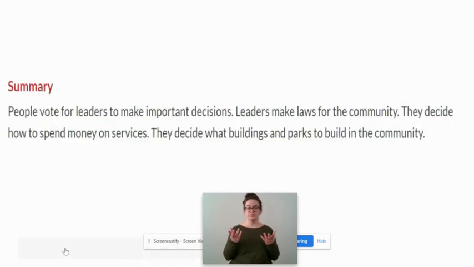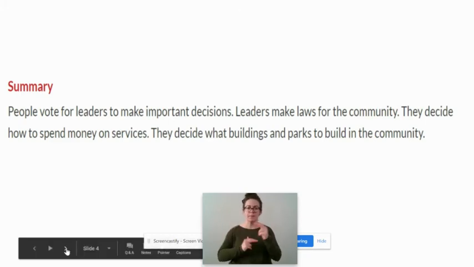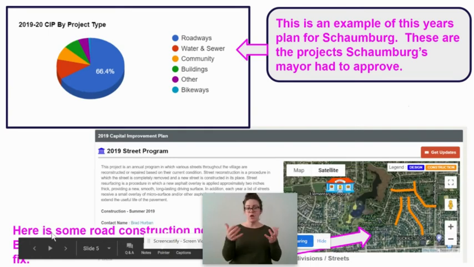So to summarize about leaders in our communities, people vote for leaders to make important decisions. Leaders make laws for the community. They decide how to spend money on services. They decide what buildings and parks to build in the community. Next, I want to show you just an example.